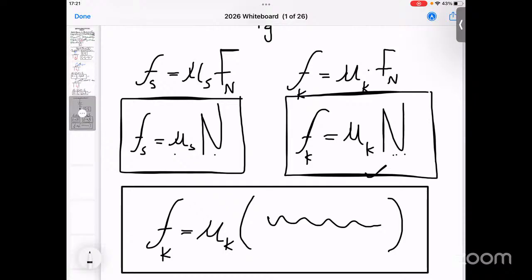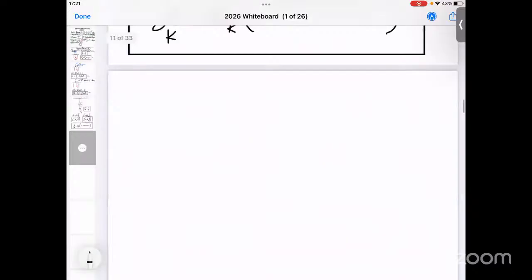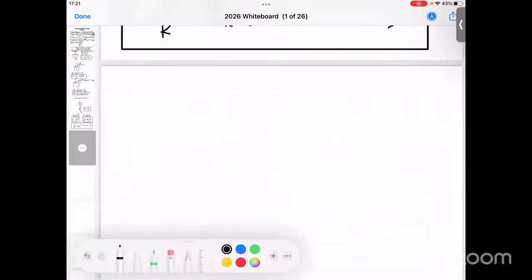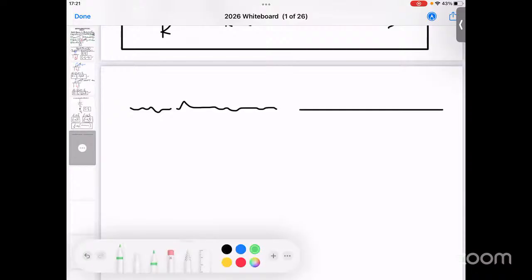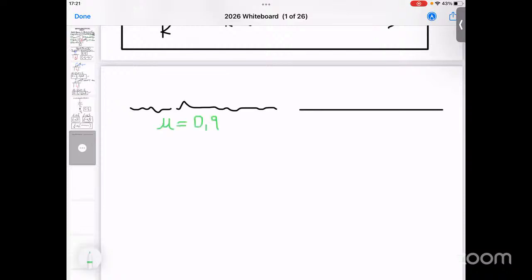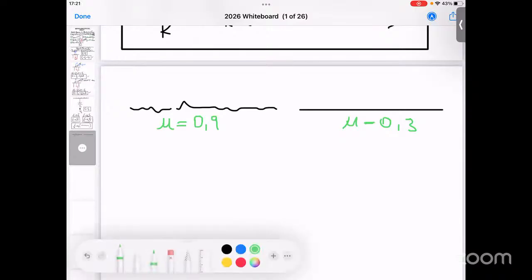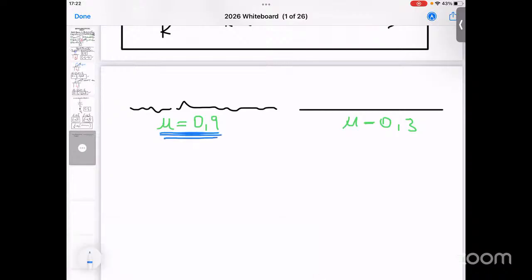With regards to the mu, just think of that mu as referring to the types of surfaces. Imagine having gravel and then having a tar road. Obviously, you might find that the mu here is something like 0.9, and the mu here is something like 0.3. Just think of it as the roughness, like how smooth the surface is. If the surface is rough, then you've got a higher mu. But if the surface is smoother, you've got a lower mu.